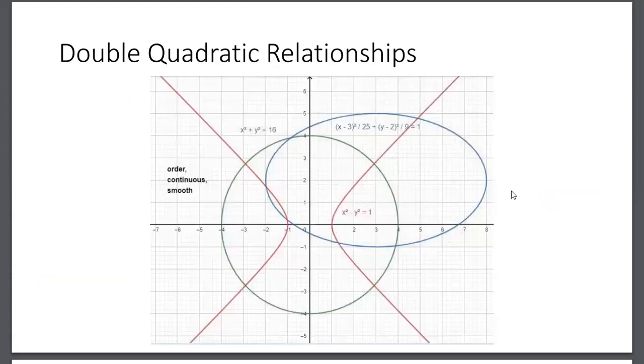Double quadratic relationships, when both variables are squared, you get, again, amazing order, continuous and smooth relations. Notice that these 3 relations here, none of them is a function. None of them passes the vertical line test. However, they're very important relations that come up in the real world for various physical behaviors in the world.